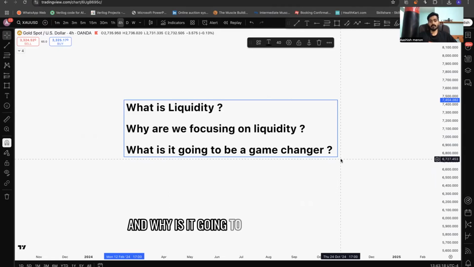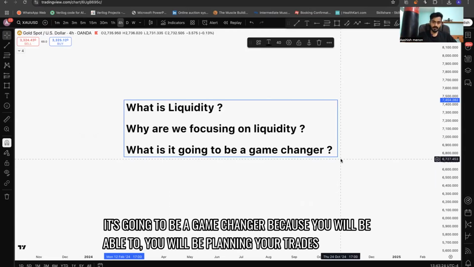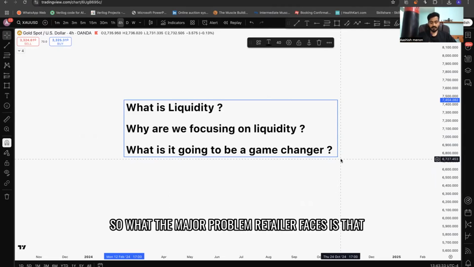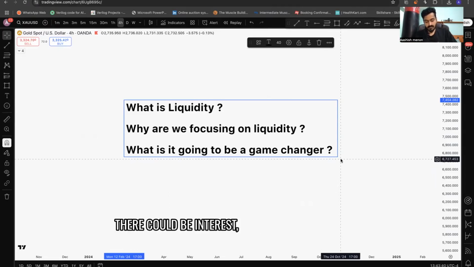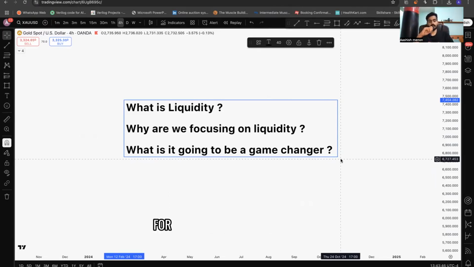And why is it going to be a game changer? It's going to be a game changer because you will be planning your trades at a point where the institutions are planning the trades. So what the major problem retailer faces is that they are looking at points within the price where there is least interest. There could be interest, but it's not significant interest, that there isn't much volume at that specific point for them to create a valid setup.